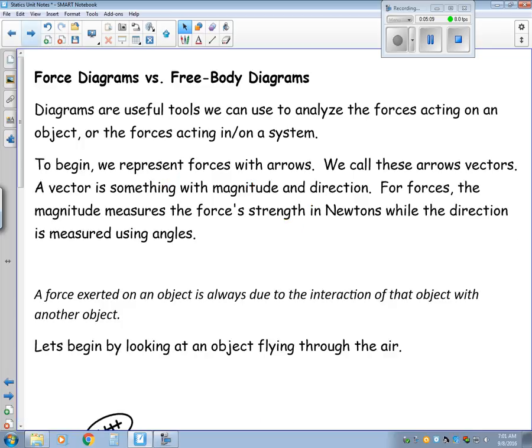Now, once we are able to identify the interaction, we can now start talking about diagrams and the way we can represent those interactions. So a diagram is a useful tool that lets us analyze forces acting on an object, or the forces acting in a system, or the forces acting on a system. So what we do is we represent forces with arrows, and that's because they're vectors. And a vector is something that has magnitude and direction. Magnitude measures the strength, so how many newtons, and the direction is measured in angles. And when we draw a vector, we use an arrow.